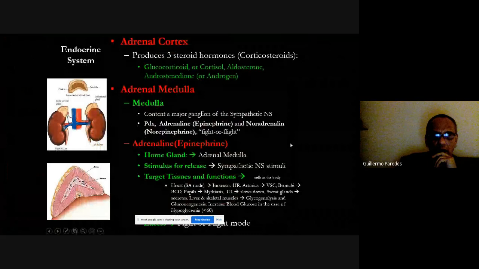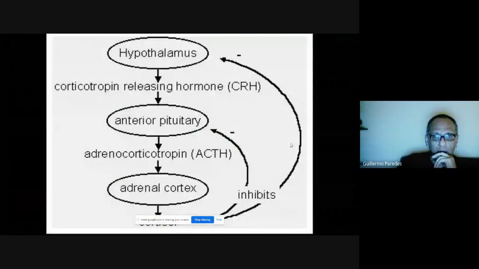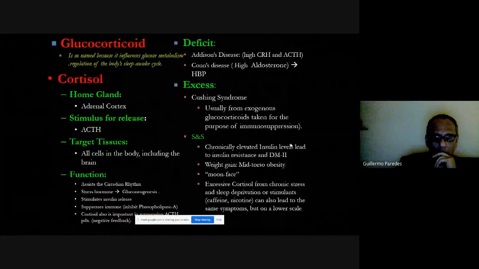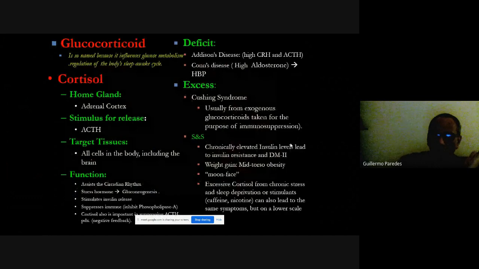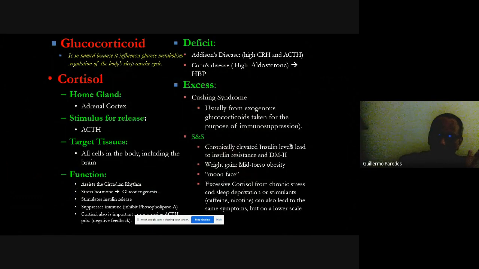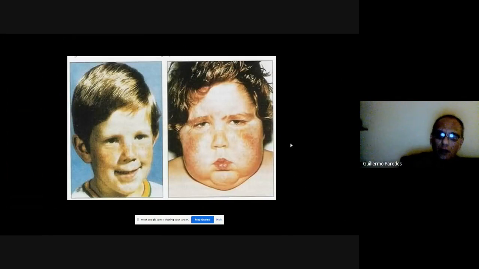So we have the adrenal gland, and all right, so we are going to go here. Let's finish with the glucocorticoid, that is the cortisol. When you have an excess of cortisol, it produces what we call Cushing syndrome. Give me 10 minutes. Cushing syndrome, that is an excess of cortisol. Who is having an excess of cortisol?